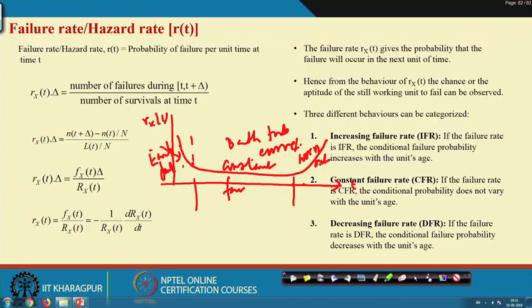So, this is the bathtub curve, a very interesting one, and it depends on the hazard rate. If the failure rate is IFR, the conditional probability increases with age. Similarly, constant means it is neither decreasing nor increasing, stagnant. Decreasing means with age the failure rate is decreasing, like here in the early phase, this is decreasing, this is constant, this is increasing. So, IFR region, CFR region and DFR region.